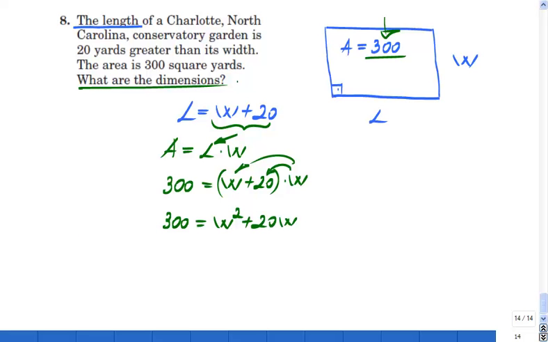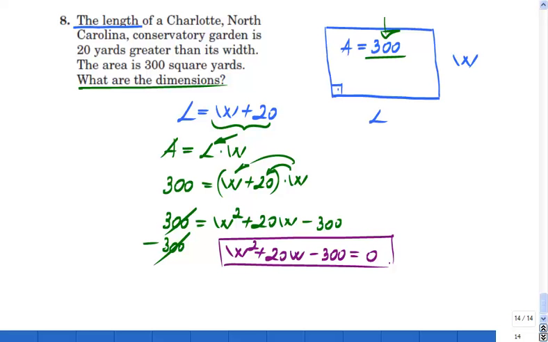Now, I definitely have to find the dimensions, and first thing I will be able to find, as you guys can see in here, will be the width, right? So let's move this 300 to the right side, right? I'm going to subtract 300 from both sides. As you can see, 300 minus 300 is going to be 0. I will write the right side on the left. I like it better that way. So my equation now would be what? W squared plus 20W minus 300 equals 0. And that's a quadratic equation.